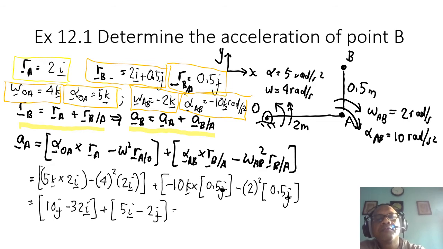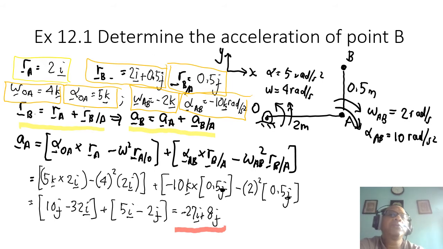So acceleration of A is the summation of all this. So 10j minus 2j is 8j. Minus 32 plus 5 is minus 27i. So it's minus 27i plus 8j. So that is the answer for the acceleration. I have to write the units here, so the units is meter per second square. So that's a relatively simple example of the acceleration of point B.